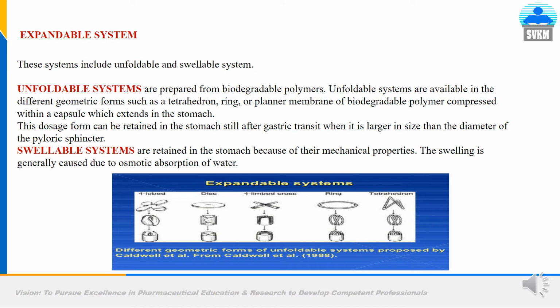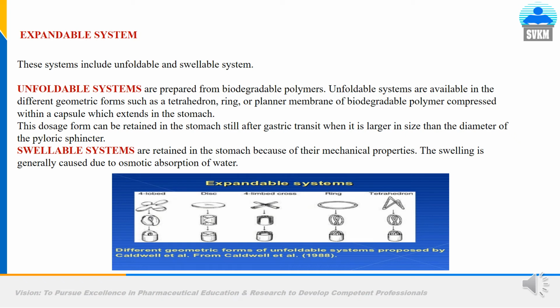Next one is the expandable system. Here the goal is to increase the size. There are two types of systems. One is unfoldable and the next is swellable. Both will be in the form of a capsule, and when it comes in the stomach in contact with the GI fluid, the first one will unfold into different shapes. It may be disc shape, tetrahedron shape, ring shape, different geometrical forms. But what is important is that the size should increase. It should be larger than the diameter of the pyloric sphincter. If it is bigger, it will not be able to cross the pyloric sphincter, and that's why it will be retained in the stomach.